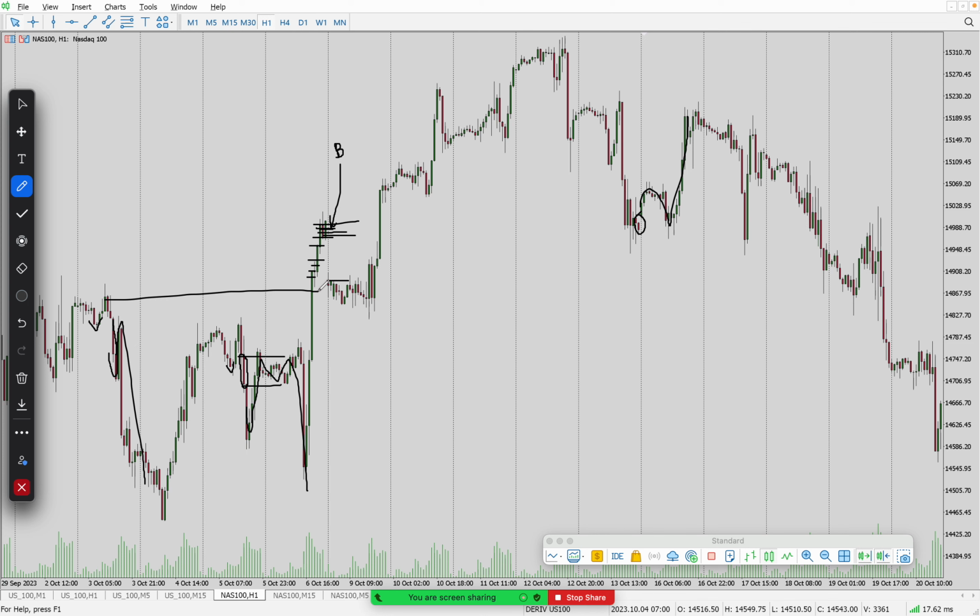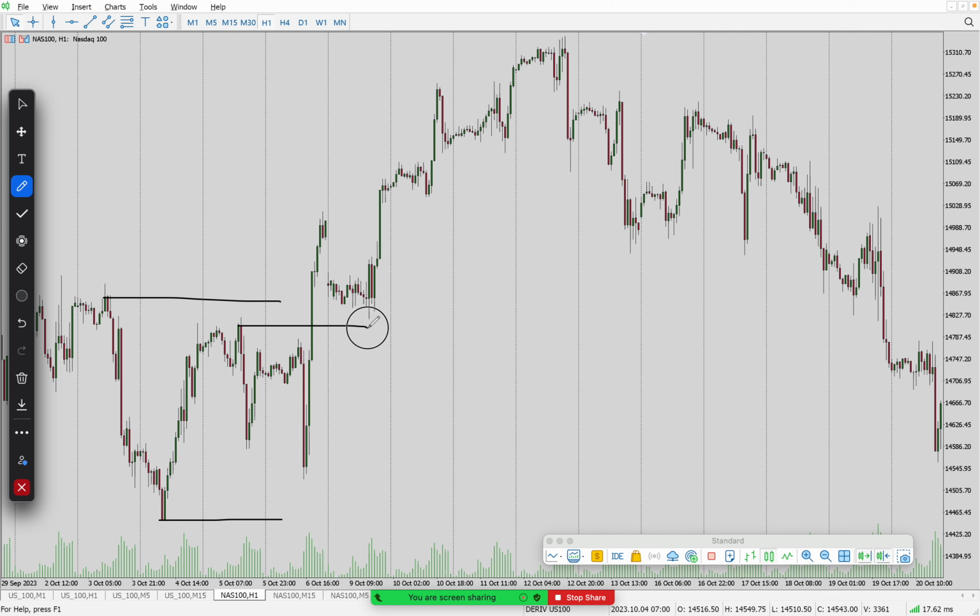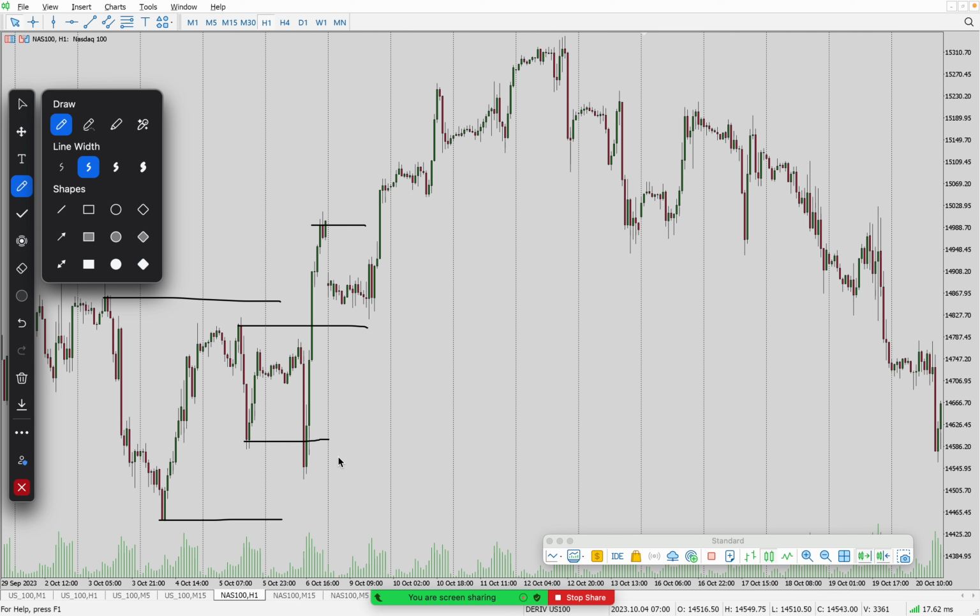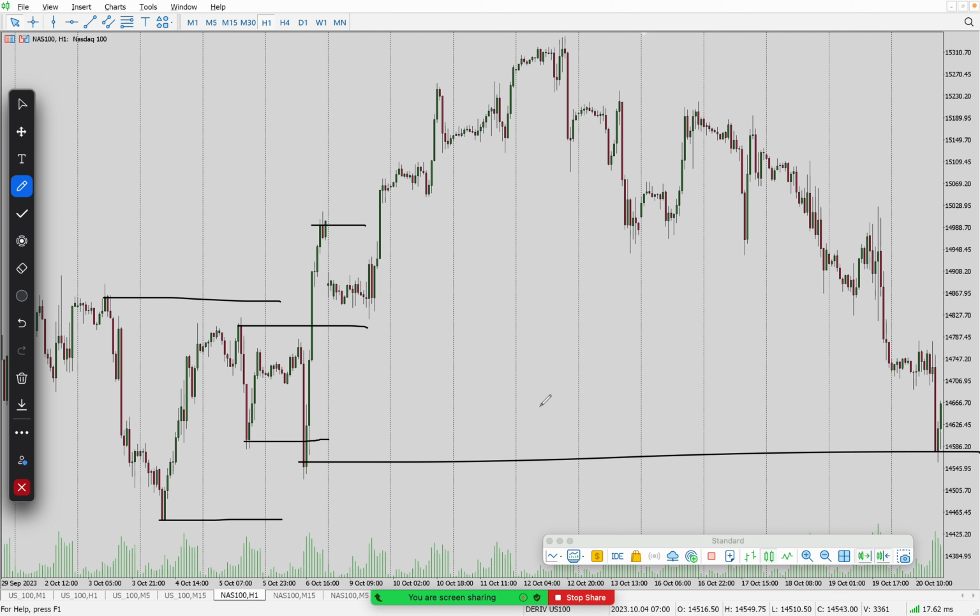So what this business is, it's the money. And the money is resting, dare I say it, above an old high and beneath an old low. This is called liquidity. There's also a different lesson for this.